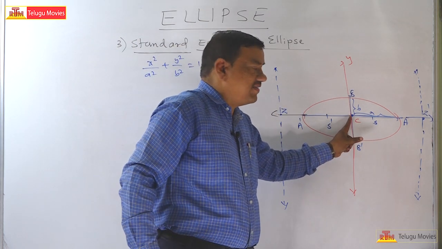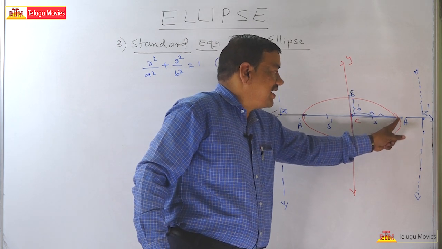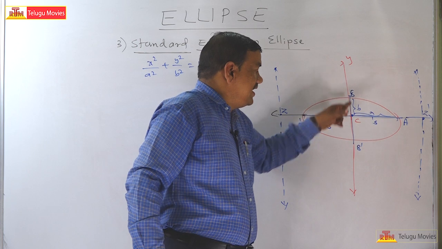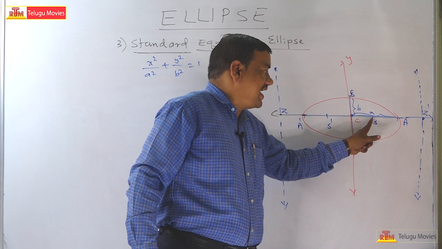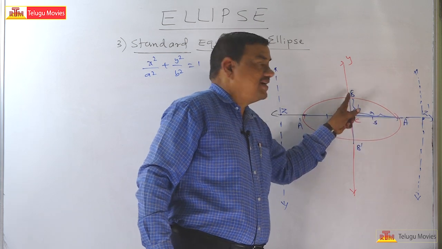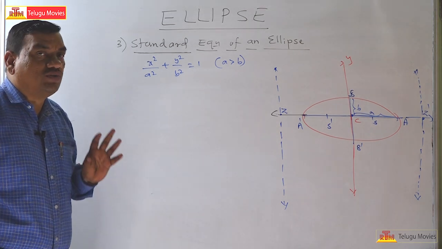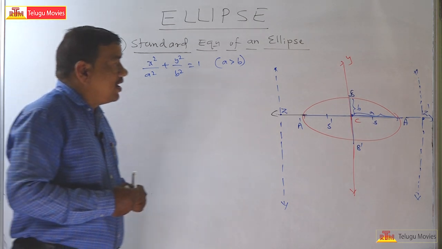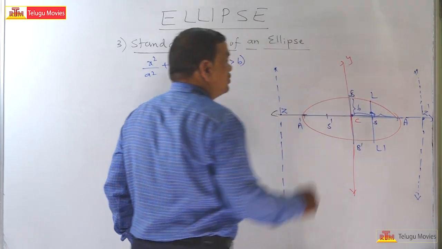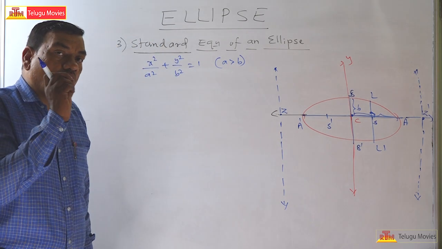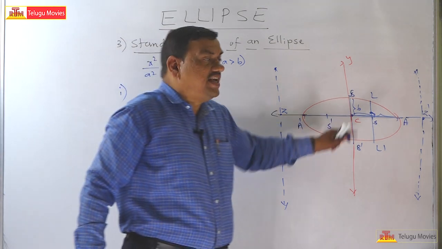Starting from the center, first learn the center C, next S, next A, next Z, B. These are the 5 points we have: C, S, A, Z, B. All the coordinates of those 5 points we should know, and also L, L dash, the end points of the latus rectum. First, the coordinates of the points you should know. The first one is C, called the center.